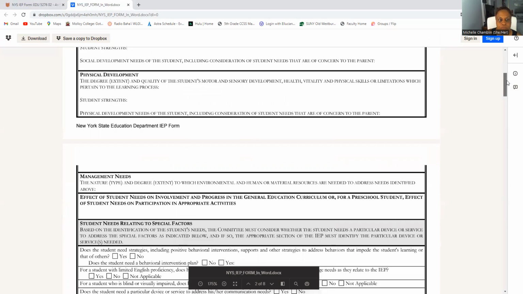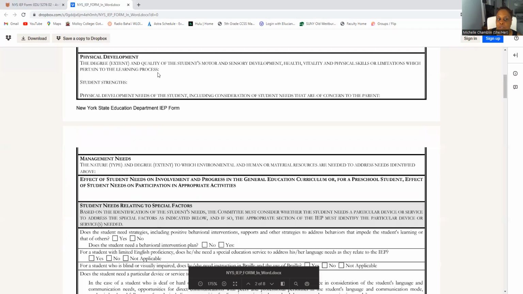Next up, physical development. So again, we look at the degree and quality of the student's motor and sensory development, health, vitality, and the physical skills or limitations which pertain to the learning process. So are there sensory or physical components that impact the learning process? So again, we look at the student's strengths, and then we look at the physical development needs of the student, including consideration of what is of concern to parents.